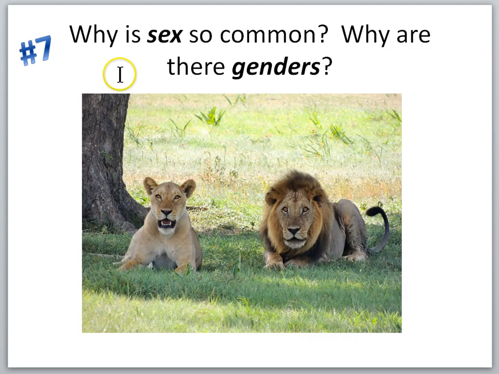The final puzzle for this lesson will be, why is sex so common? Sexual reproduction, that is. Now, it is by far the most common form of reproduction. Now, there are organisms that clone themselves. Bacteria, for example, clone themselves. So we're going to have to ask the question, well, why did sex evolve? Were there some benefits to sexual reproduction as opposed to cloning? And connected with that, why are there genders? Why are there males and females?